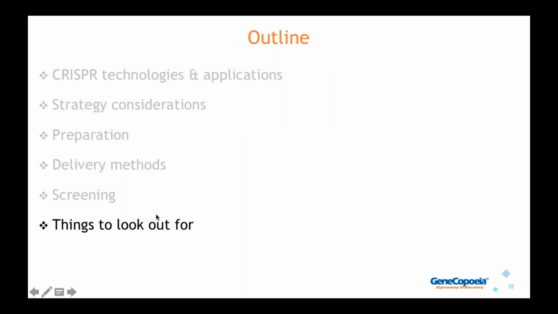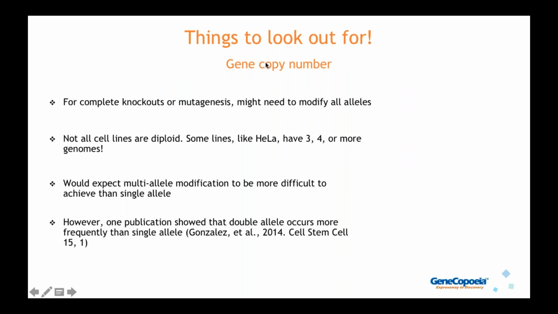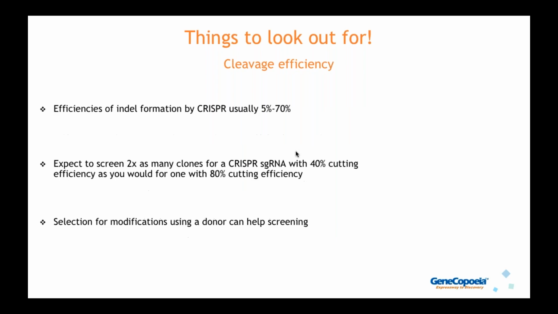Okay, and finally, I want to talk about things to look out for, also known as pitfalls. The first is gene copy number. Again, I mentioned that. I don't need to go through this list again, but you need to take into account the fact that some cell lines are not diploid. They may contain several more copies of the genome than you thought.